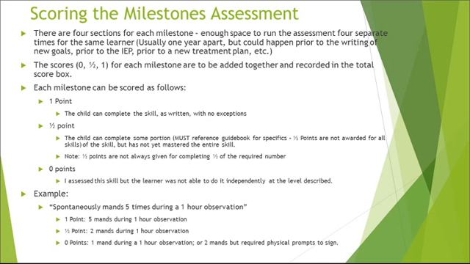For an example, one of our milestones within the mand repertoire is that the student will spontaneously mand 5 times during a 1-hour observation. They get a point if they manded 5 times during a 1-hour observation. They get a half a point if they manded 2 times during a 1-hour observation. And that would be 0 points if they manded 1 time or fewer, or if they manded 2 times but require physical prompts. Again, I had to reference the guidebook because half of 5 is 2.5, and the requirement is just 2. So sometimes it's not always right at the half mark.